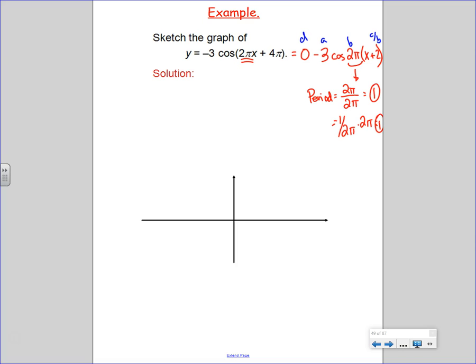Okay. So I have that my d, or my sinusoidal axis, is 0. My a, my amplitude, is 3. I have that my period is 1. And I have my c over b is actually negative 2. So I have my d, my a, my period, and my c over b.